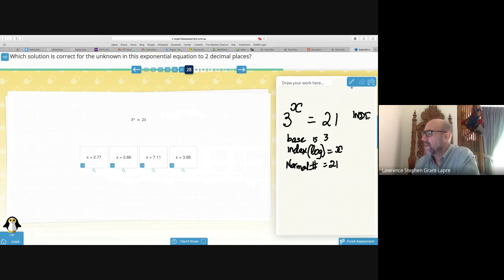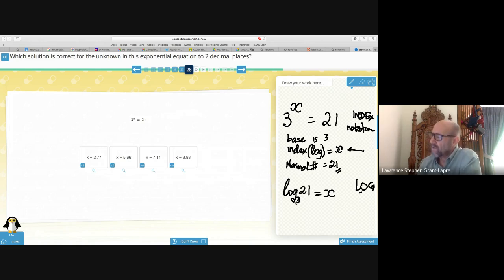I'm going to change that from index notation into log notation. Log notation is where you say that the log is equal to the index. So the log is equal to the index, the log equals x. So we get that from the middle line here. The base is 3. The number is 21.